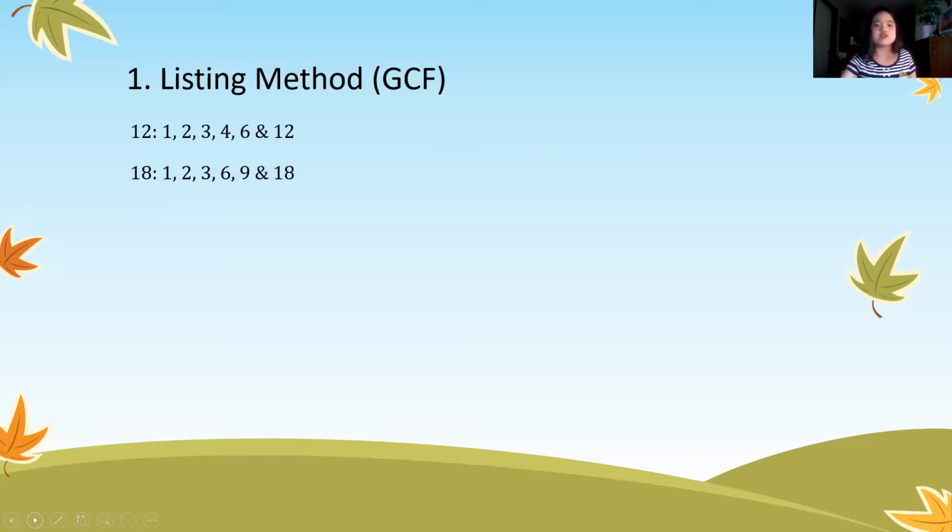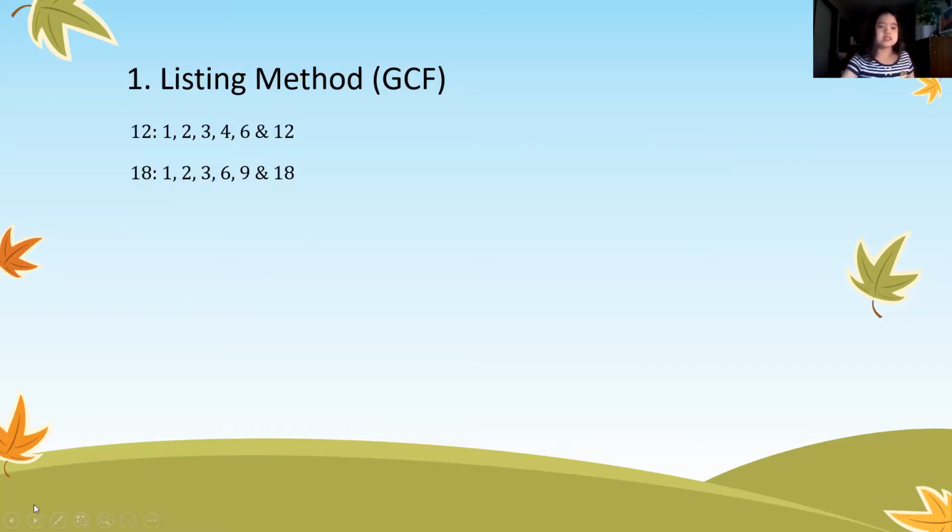The first thing you're going to have to do is list down all the factors of 12 and 18. For example, all the factors of 12 are 1, 2, 3, 4, 6, and 12. The factors of 18 are 1, 2, 3, 6, 9, and 18 itself.